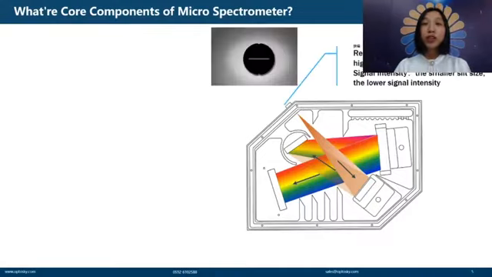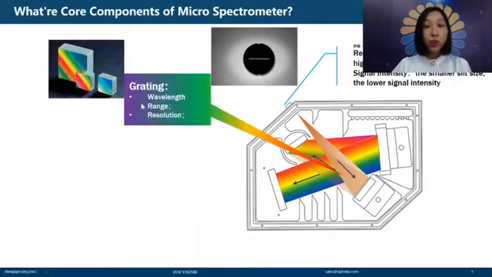Firstly, we have mentioned the slit. In this position is the slit, and it looks like this. What is a slit? The slit is used to form a point source. If the slit is narrow, the resolution is better, but the intensity is weaker.